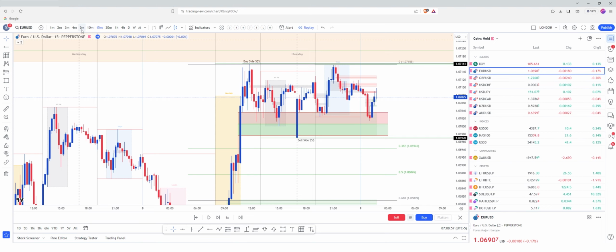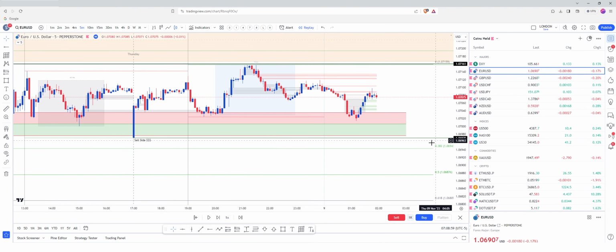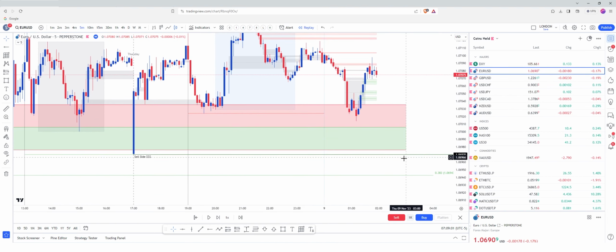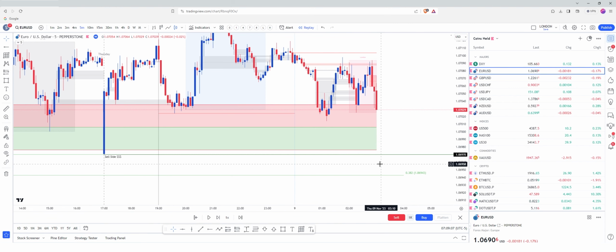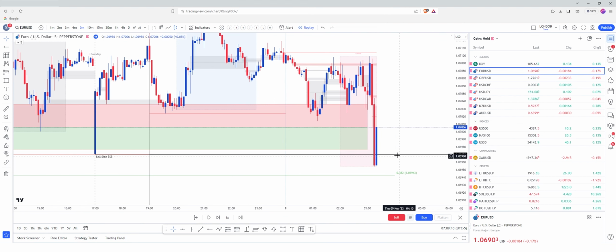We'll scroll forward now and we can see that we do sweep the sell side. So we sweep the sell side at 3:15 coming into the silver bullet hour.